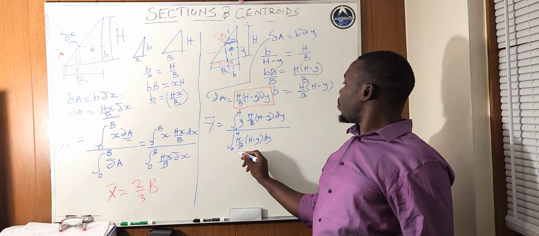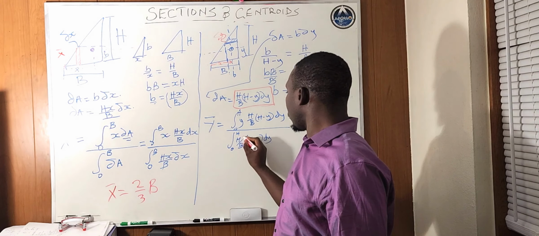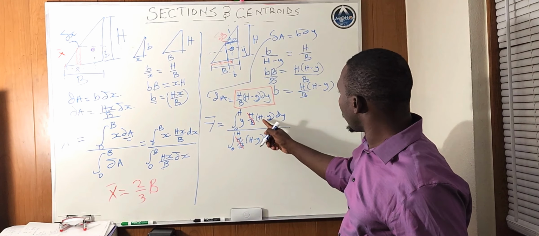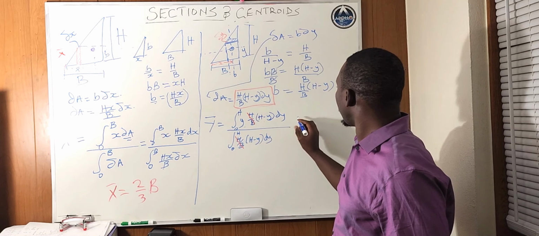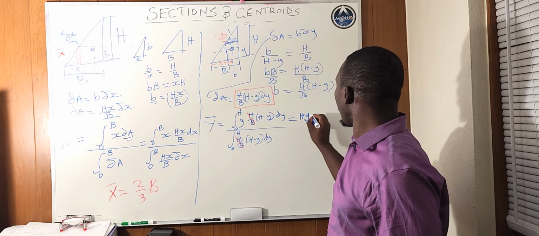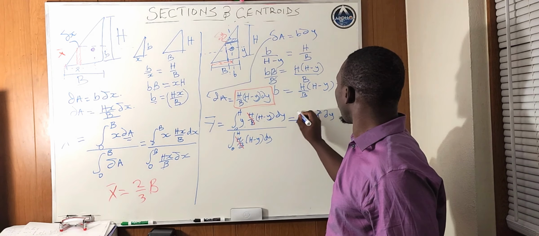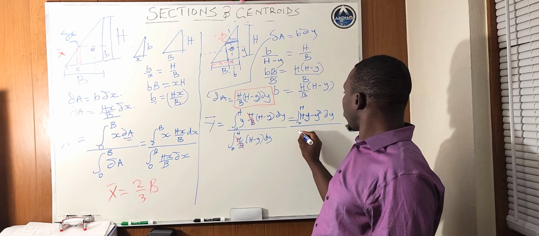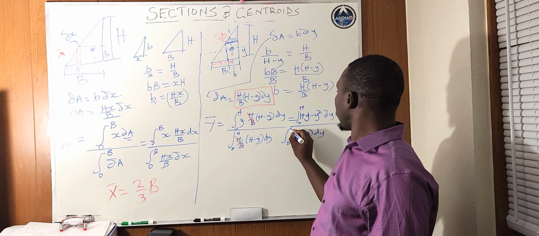The same thing we did here, h over b, these are constants. When we take them out, they are going to cancel out, so we can just eliminate this right here. Now, when we eliminate them, we remain with y times, opening the bracket, (h minus y), which equals hy minus y squared dy, integrated from 0 to h, divided by the same thing, (h minus y) dy, integrated from 0 to h.